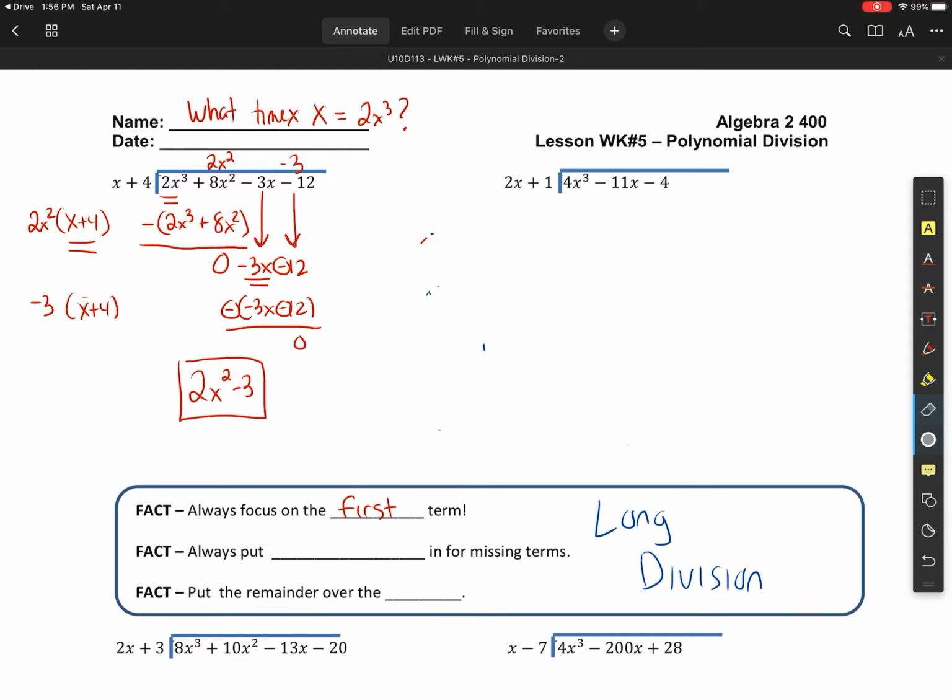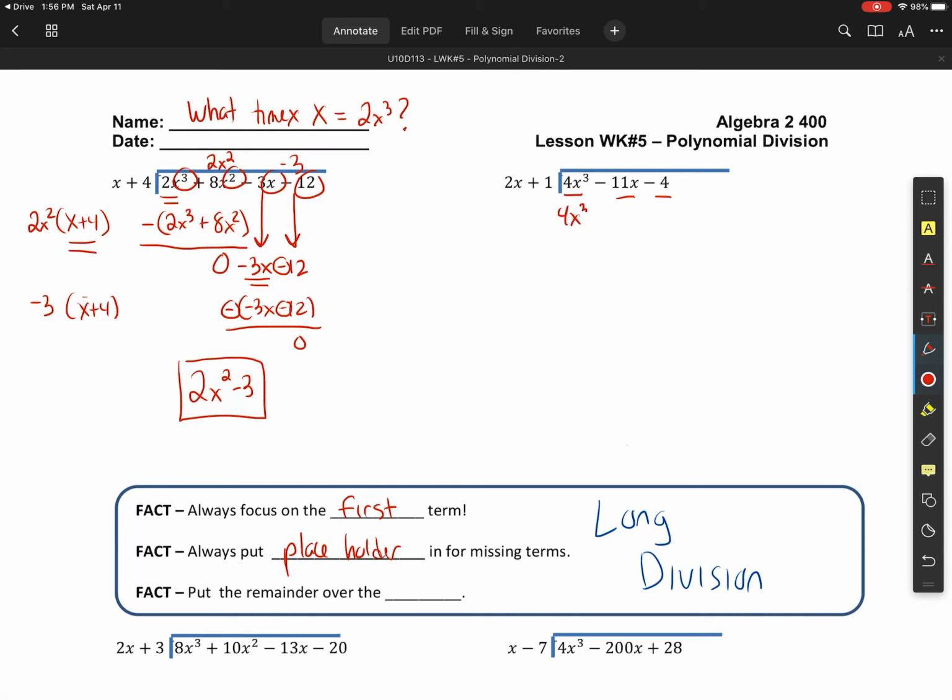We can now focus on this second problem here. So same exact idea as this first one. Alright, but there's one key thing we're missing here. X to the third, x to the fourth. Well, here we had x to the third, x squared, x, and negative 12. We need a placeholder.